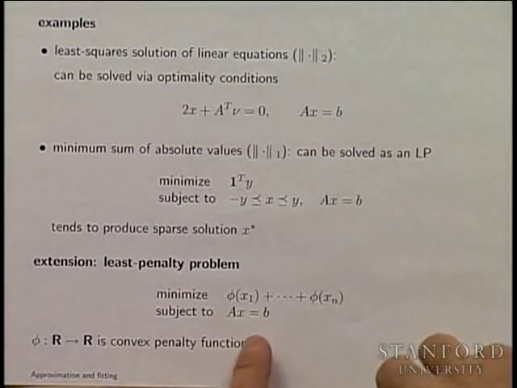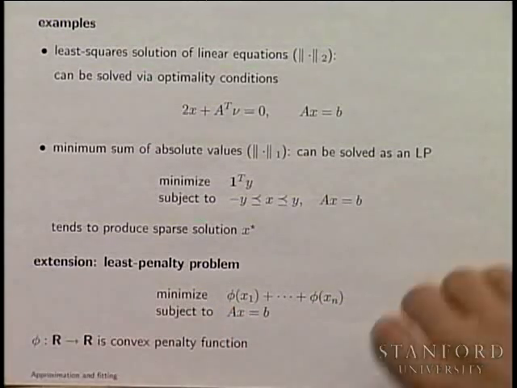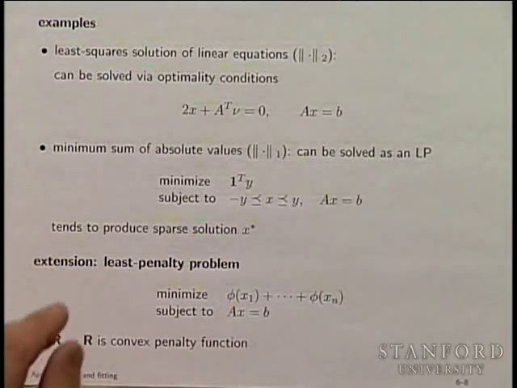And the extension is least penalty, and of course the same ideas hold, except here the penalty is on x. So for example, if phi is something like a fuel use function, then this would be a minimum fuel control problem, for example. Okay.